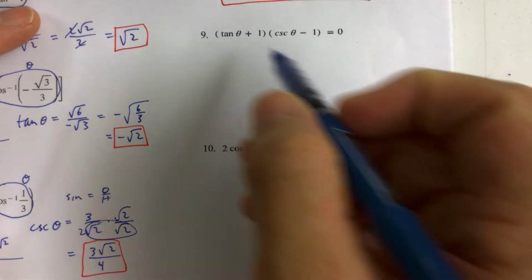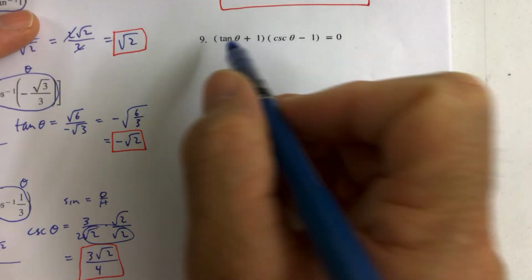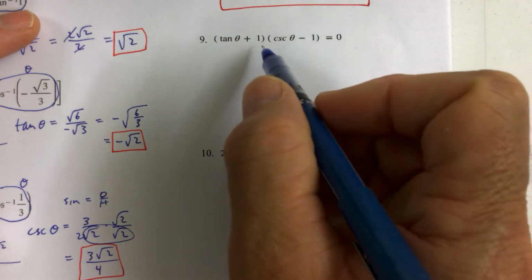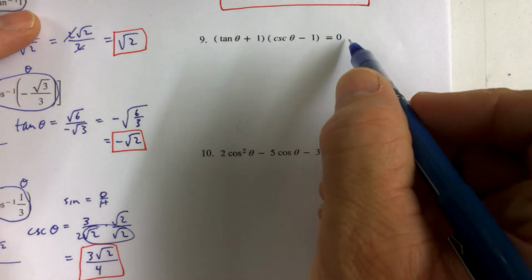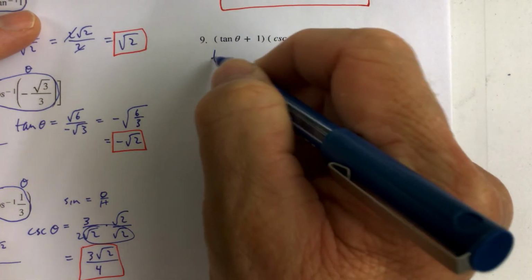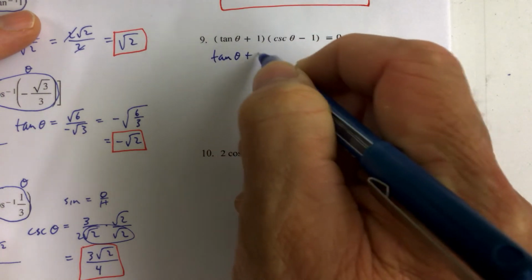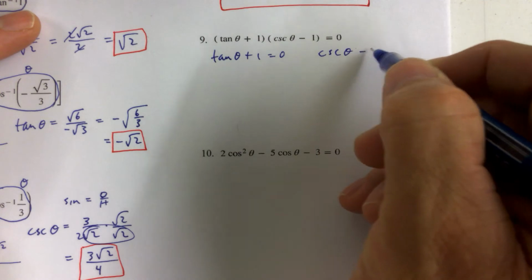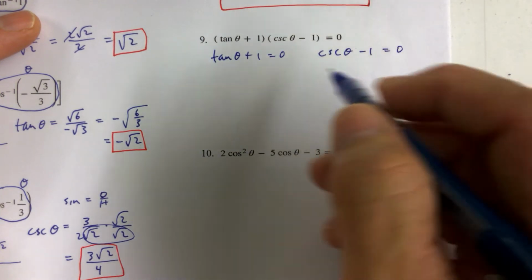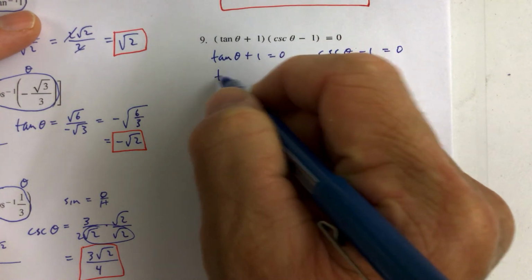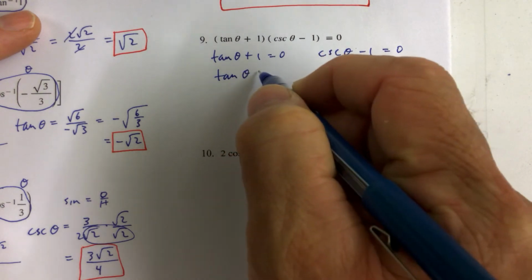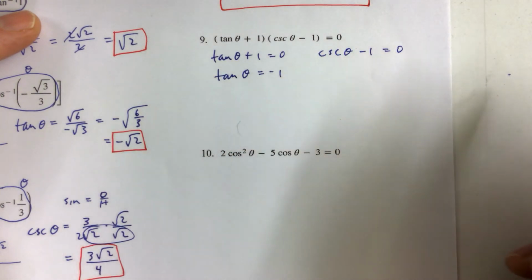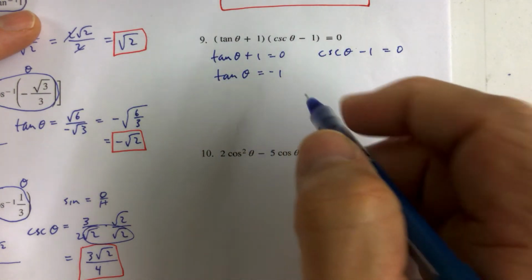So problem number 9, we already have the left side factored, and when we have two or more factors equaling 0, we get to set each factor equal to 0, just using the zero product property, something back from algebra, still applies here. So if we want to solve this equation, we're going to subtract 1 from both sides, and where on the unit circle is the tangent equal to -1?